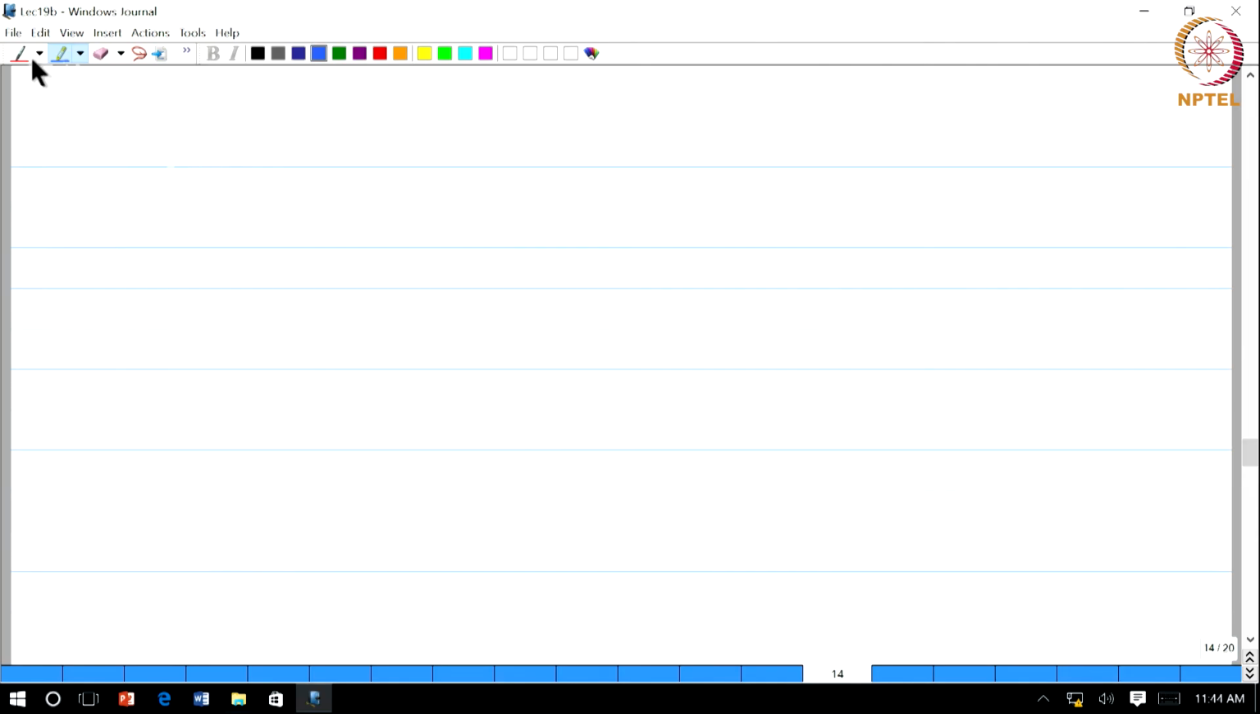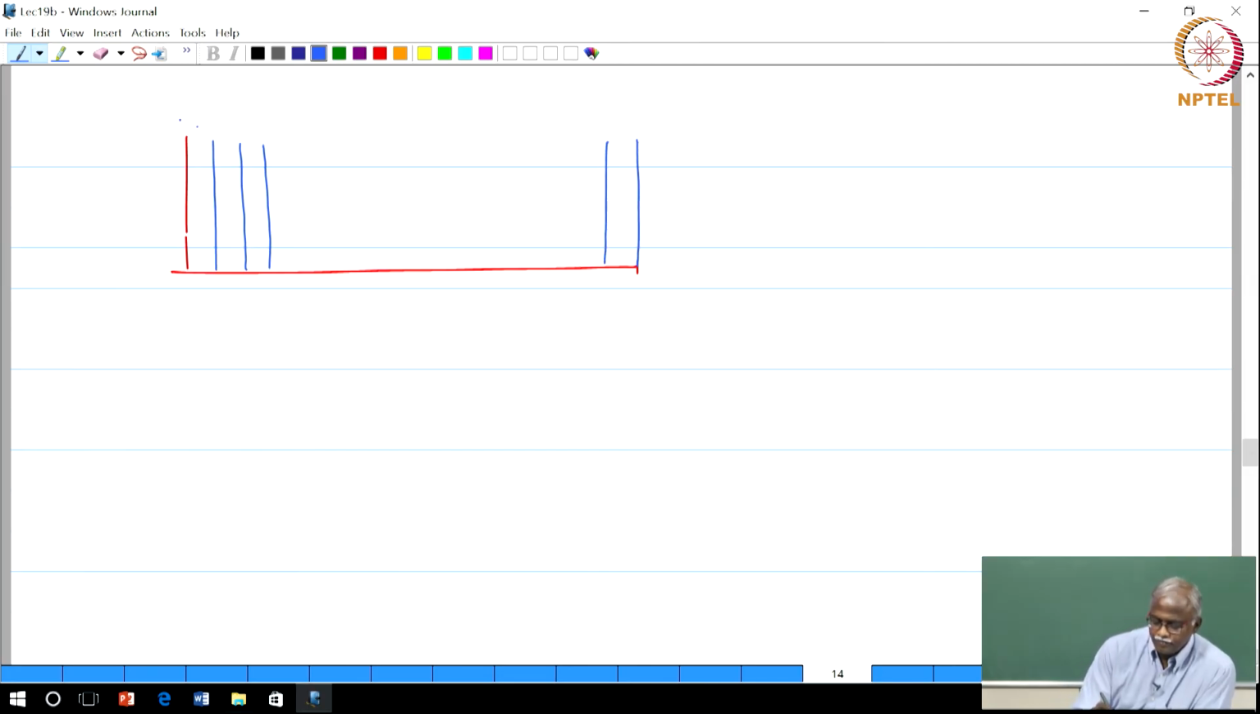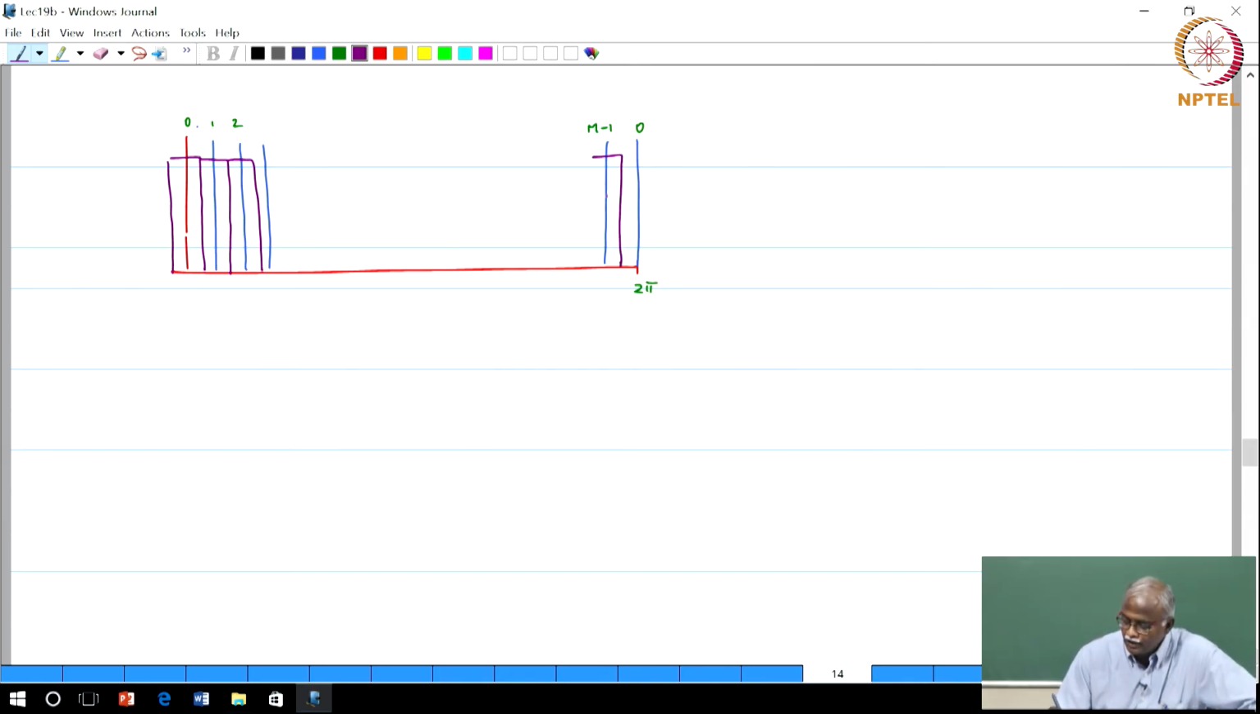In OFDM, the basic principle is as follows: whatever your bandwidth is, 0 to 2 pi, you think of it as divided into a number of narrow carriers. Each of these lines is a center frequency. So, this would be carrier number 0, carrier number 1, 2, all the way to M minus 1, limiting to 2 pi. In terms of bandwidths, this is channel 0, this is channel 1, channel number 2, and channel M minus 1 is situated here.